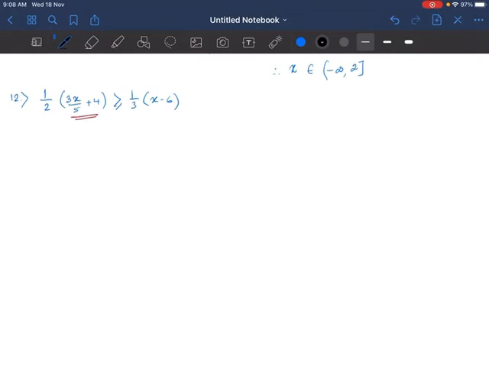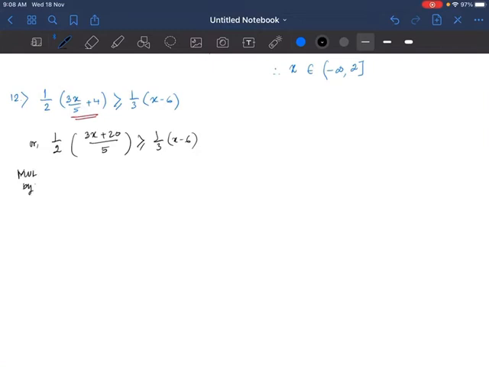So what I will do is take the LCM inside. So what I have is 1 by 2, so it becomes (3x plus 20) divided by 5, greater than or equal to 1 by 3 x minus 6. So here we see there are three numbers 2, 5 and 3, and the LCM of 2, 5 and 3 is 30. So I will multiply both sides by 30.